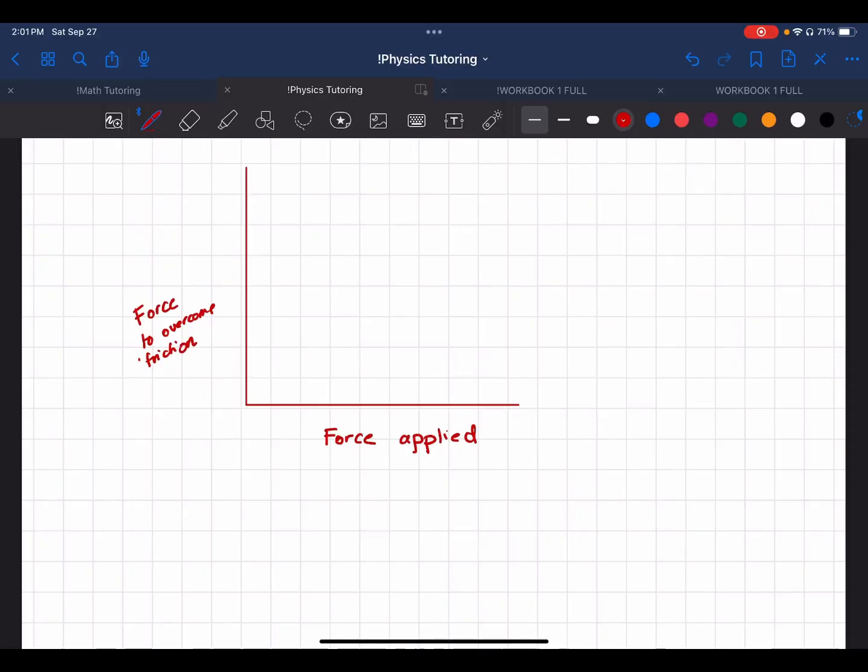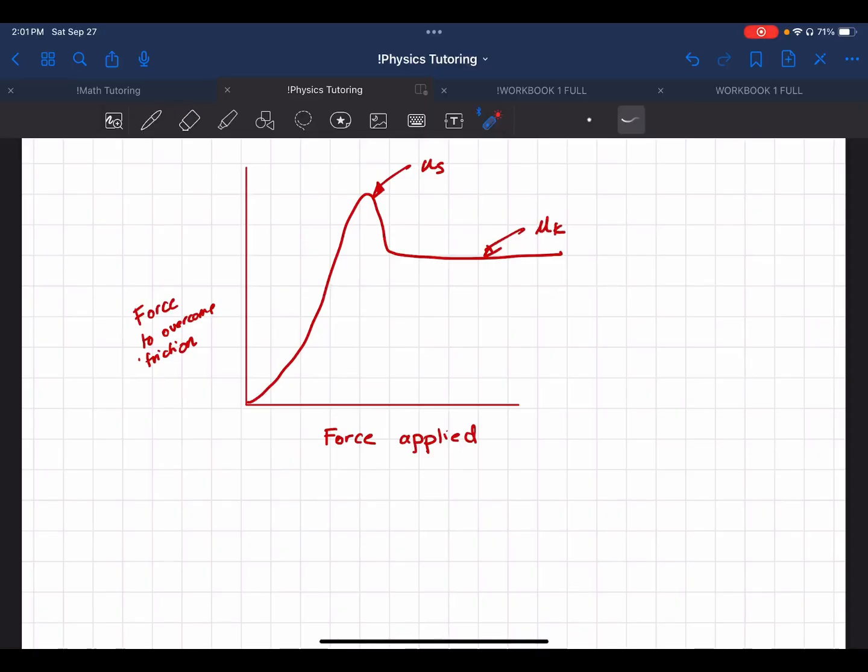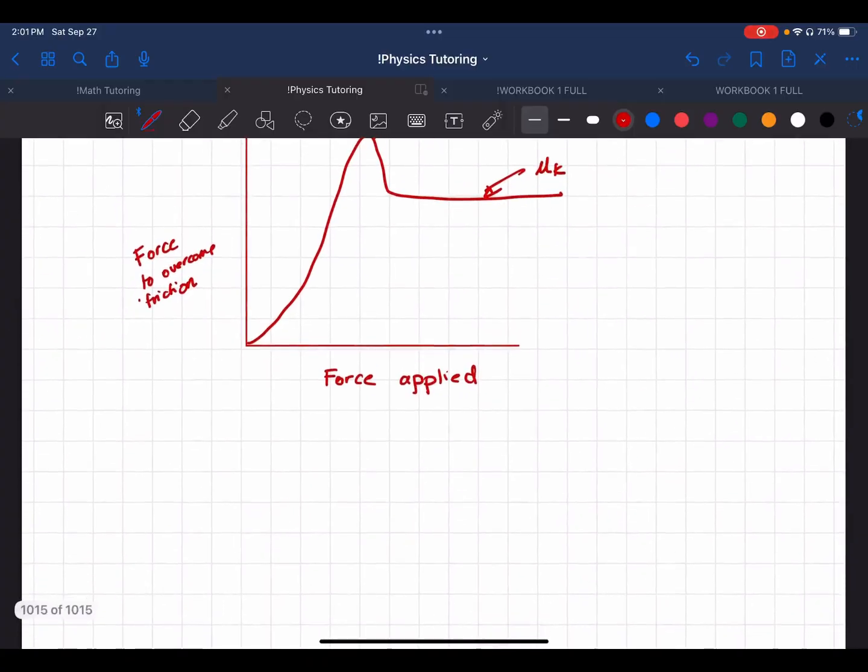What happens is when you get the ratio, it's going to look kind of like this. This is where my mu s is. This is where my mu k is. You remember in chemistry where you have to overcome some kind of energy, right? Same thing here. You have to overcome that, and then it's easier to apply that force. So here, like I said, mu s is going to be bigger than mu k.